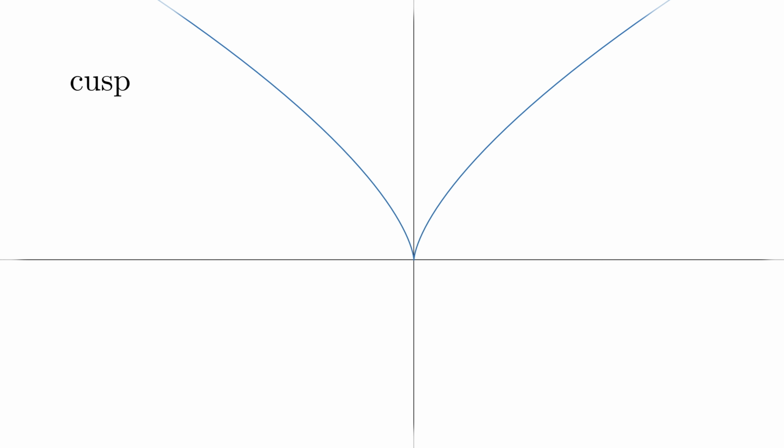Third, the cusp. If I zoom into a point away from the origin, and I keep zooming, it does look like a line. But if I zoom into the origin, there's an issue. So I keep zooming, but it never looks like a straight line. It looks like 2 line segments getting closer and closer. By our criterion, this should not be a curve.